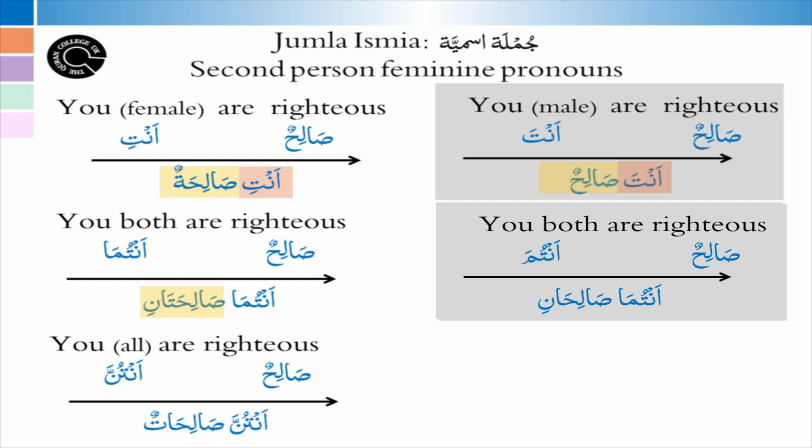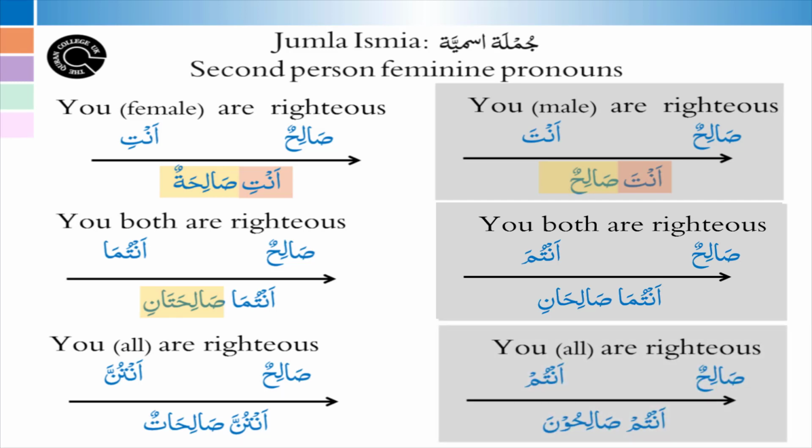We can also compare this sentence with its masculine construction. Again, the "you all" in the English sentence shows no difference between masculine and feminine. To compare both, the masculine sentence is given in the third grey box. The difference is in the subject, where antunna is used for feminine and antum is used for masculine. The second difference is in the predicate. For feminine, salihatun is used, while for masculine salihuna is used.